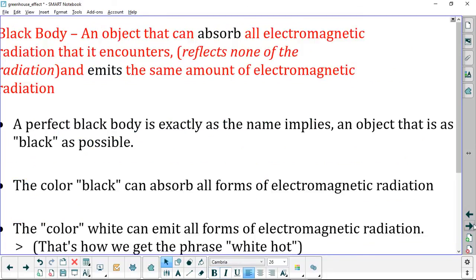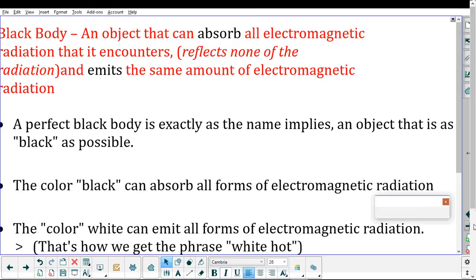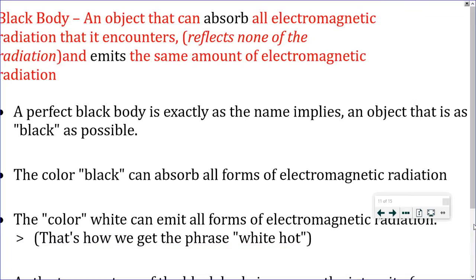A black body is any object that can absorb all electromagnetic radiation that encounters it and reflects none of it. None of the energy would bounce back off, but then it emits that same amount of electromagnetic energy back out into the surroundings.